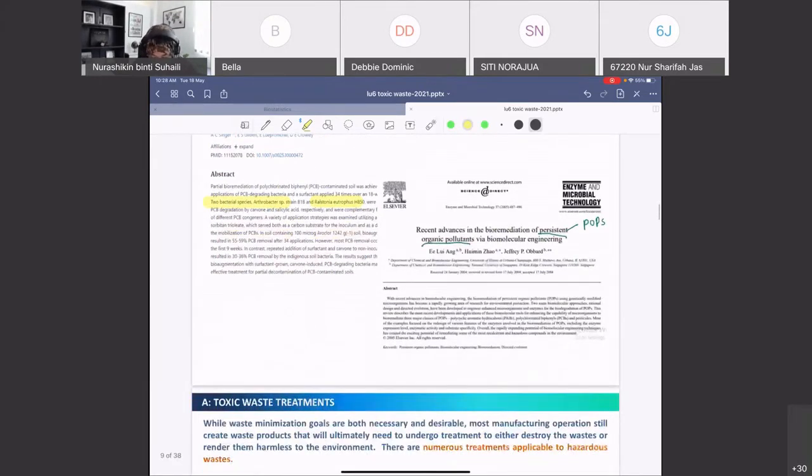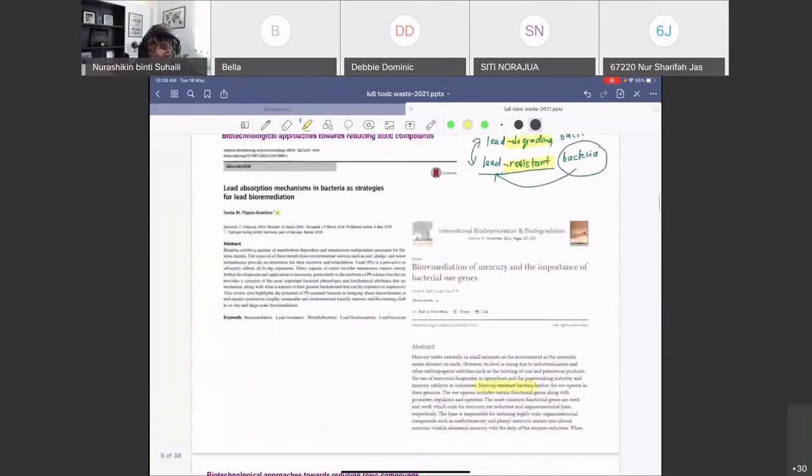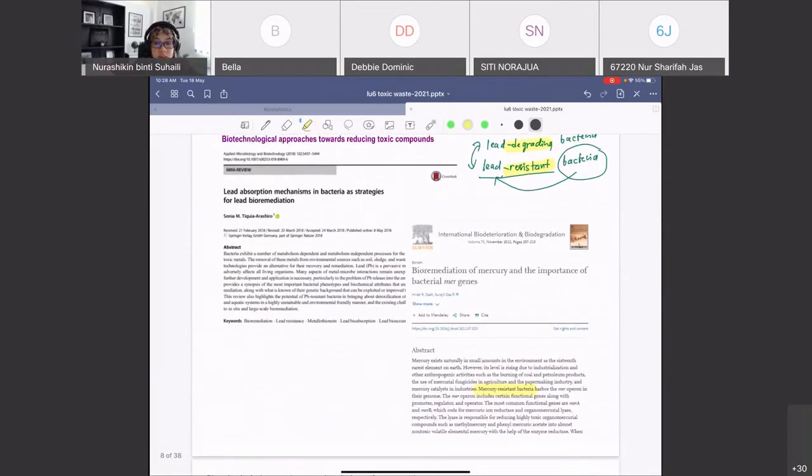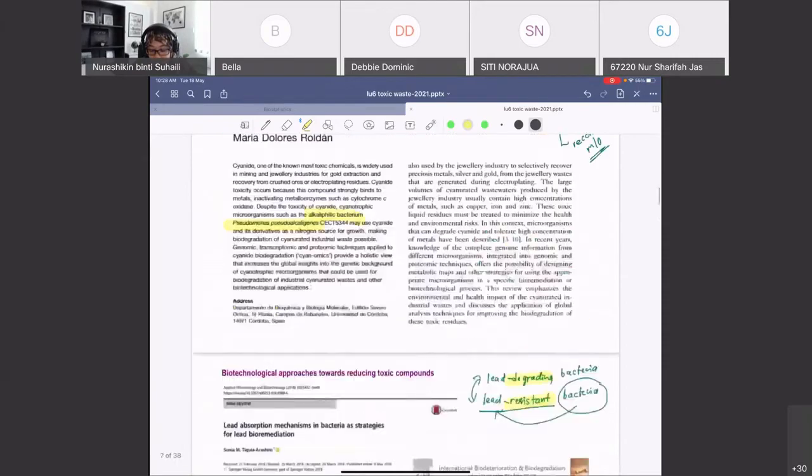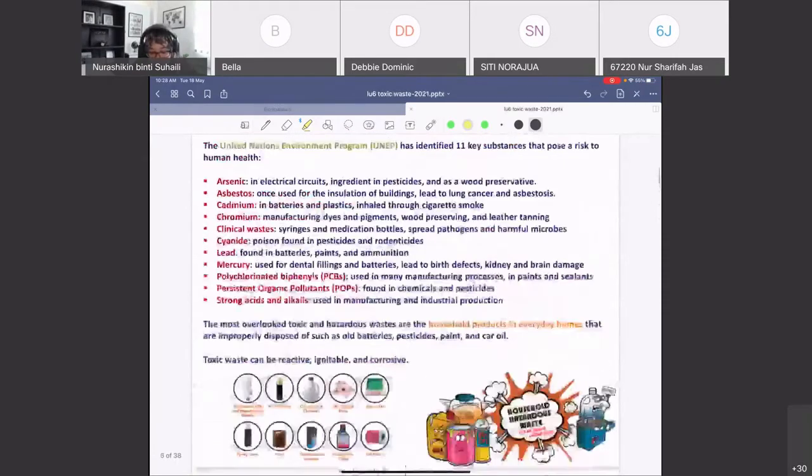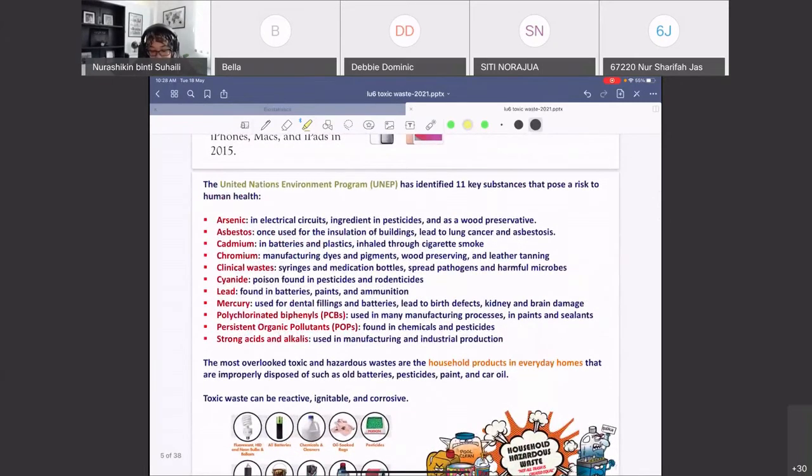Okay. So those are the biotech approaches to tackle toxic waste accumulation in the environment. Since we are studying biotechnology, of course we are concerned with the biotech methods, but these toxic compounds can also be solved by using chemical treatment, physical treatment, and also thermal treatment. So these are other options, other than biotech.